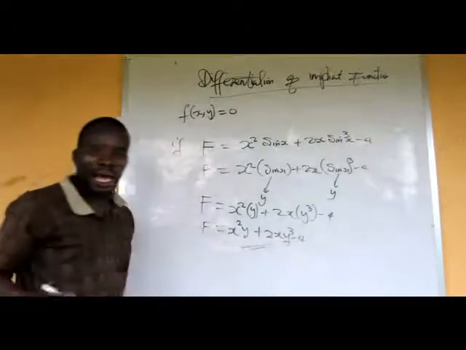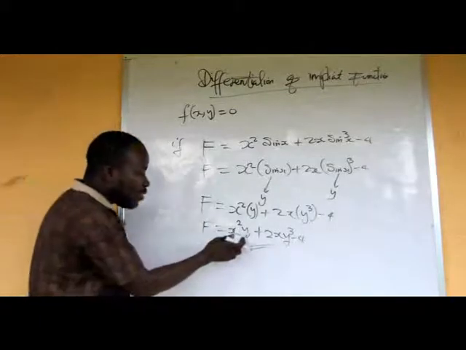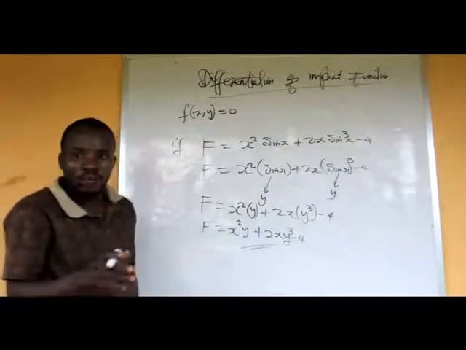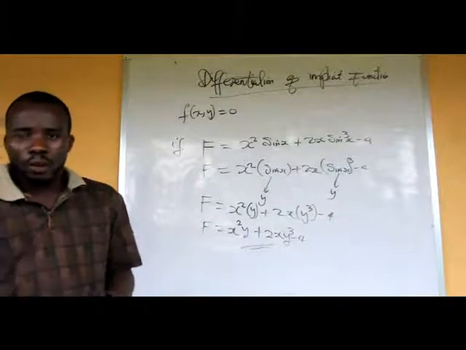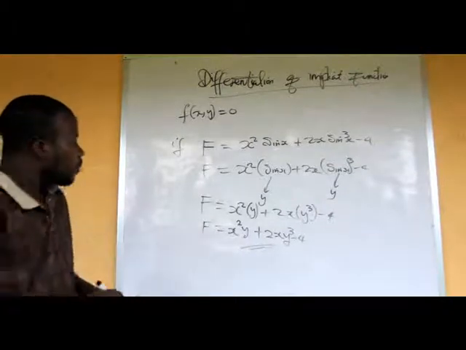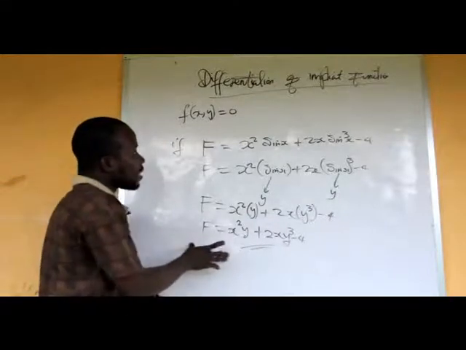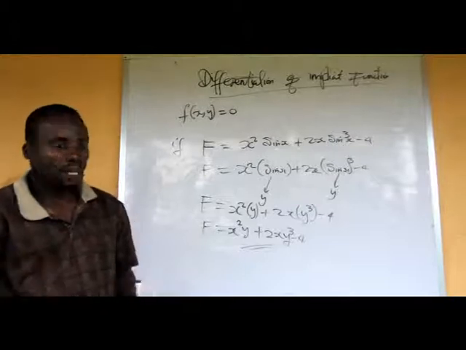This is called an implicit equation, because when you see y in an implicit equation, it is a function of x. I want to prove to you why you always differentiate and add the dy over dx. Let me prove to you. Before you can differentiate a function that is implicit, you need to remember how we differentiate using the chain rule.